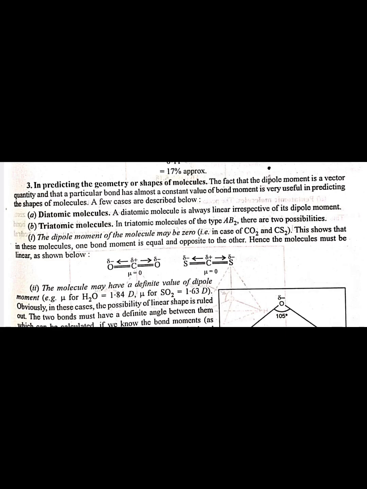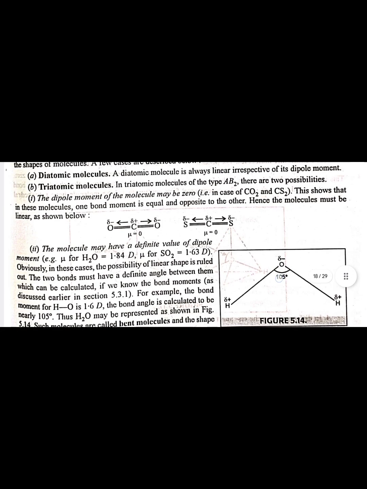Number 3, in predicting the geometry or shapes of molecules. The fact that the dipole moment is a vector quantity and that a particular bond has almost a constant value of bond moment is very useful in predicting the shape of a molecule. A few cases are described below.